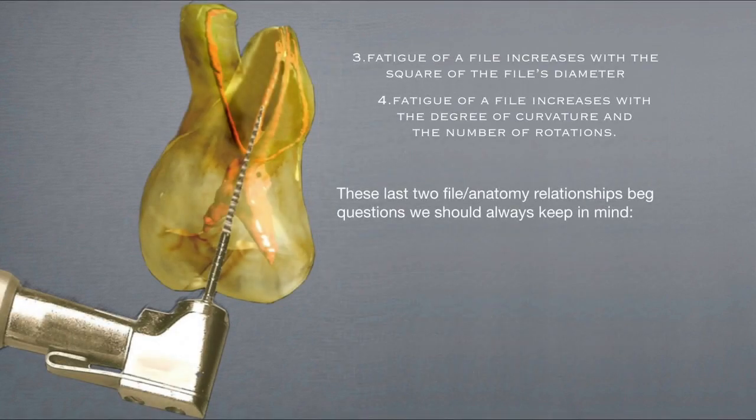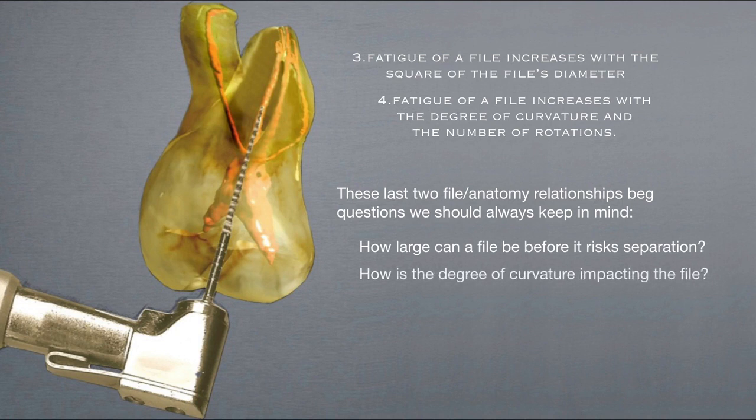These last two file anatomy relationships beg questions we should always keep in mind. How large can a file be before it risks separation? How is the degree of curvature impacting the file? And how is the number of rotations impacting the file?